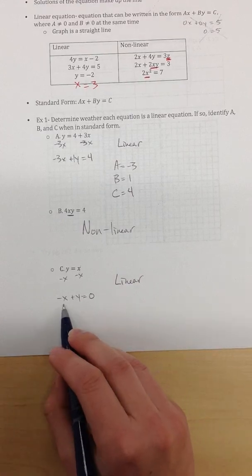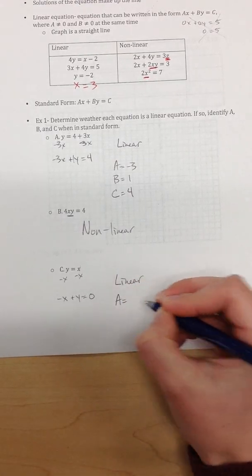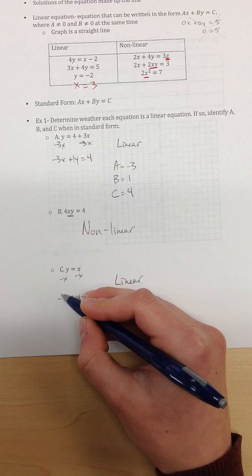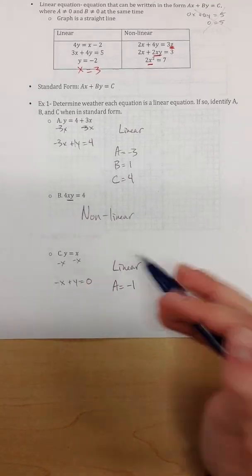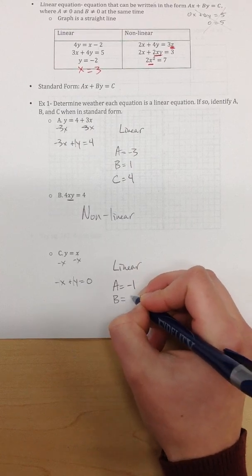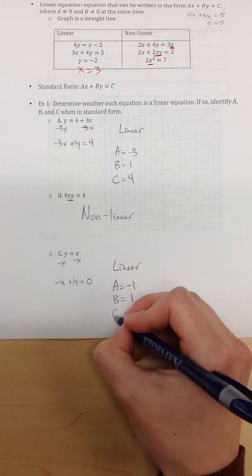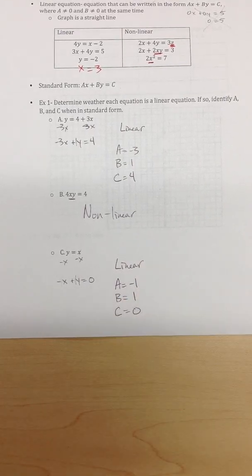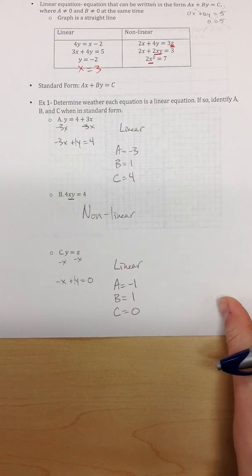And then our a value would be in front of the x. So our a would be negative 1. Since it's a negative there, that's like a negative 1x. Our y would be like a 1y. So b would be 1. And then our c would be 0. Okay, so that's kind of a goofy one.